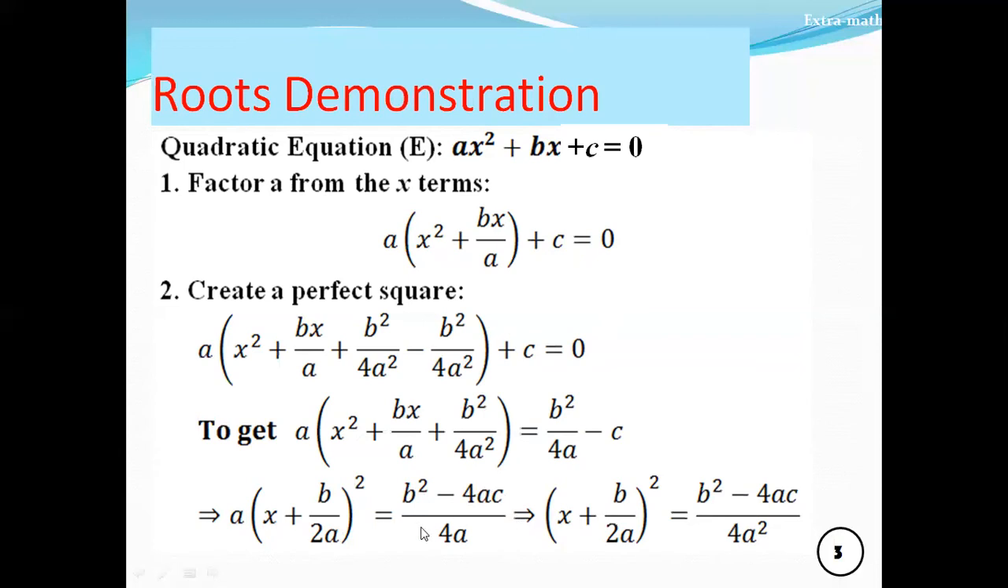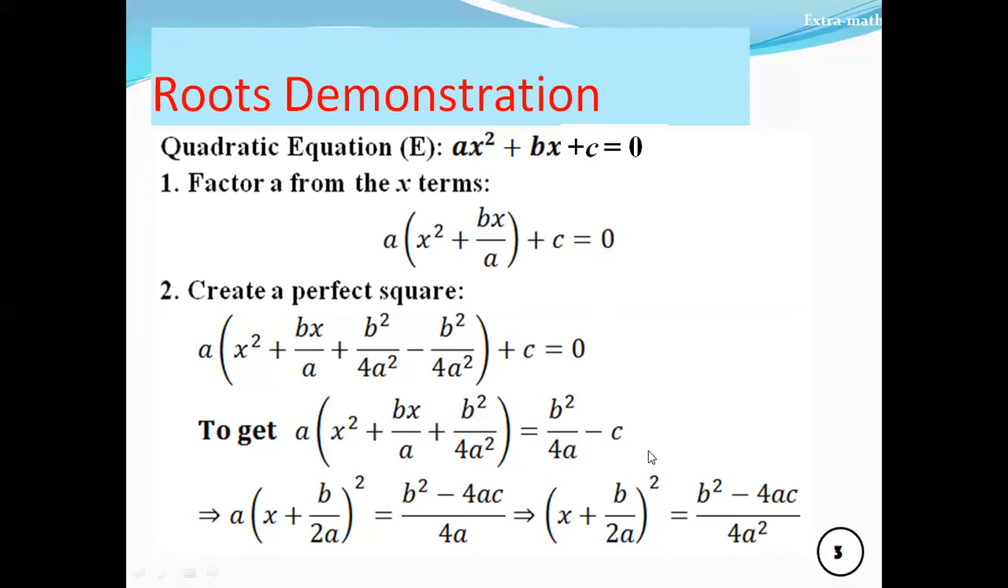Here a is different than 0, so we can divide the whole equation by a to get x plus b over 2a all squared equals b squared minus 4ac all over 4a squared. Here we have a quantity squared, so b squared minus 4ac has to be positive or equal to 0 in order to have real roots. We will discuss the sign of b squared minus 4ac in a few moments.